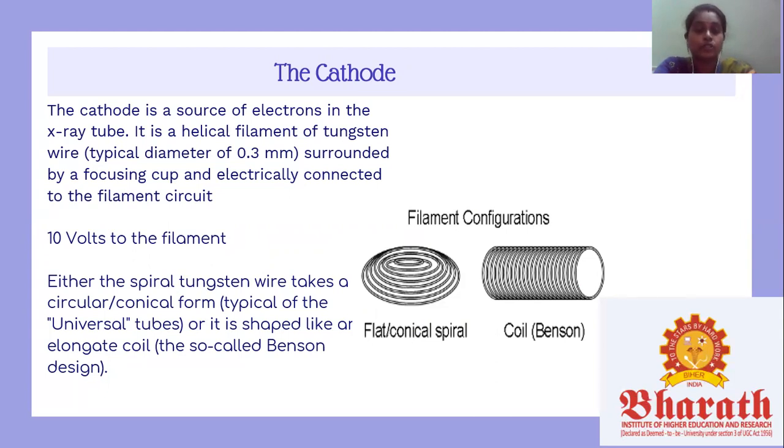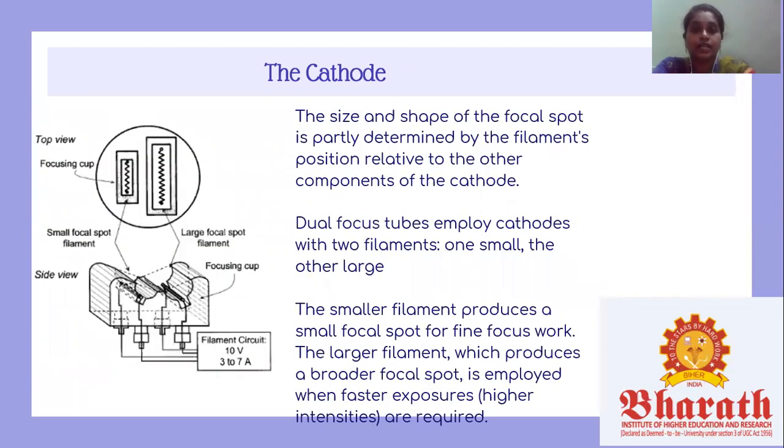The dual focus tubes employ a cathode with two filaments. One is small and the other one is larger. The filament is positioned in the slot. The smaller filament produces a small focal spot for fine detail work. The larger filament produces a broader focal spot, used when a faster exposure is required.